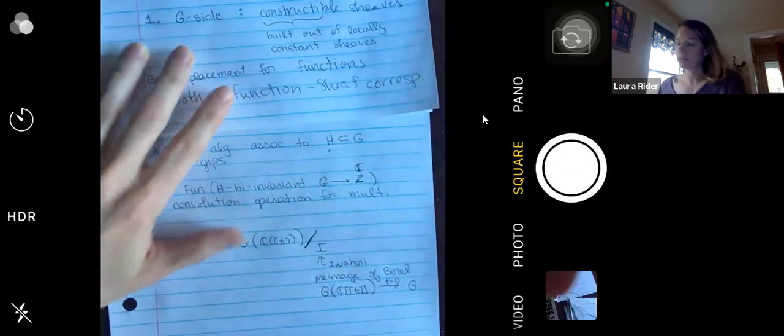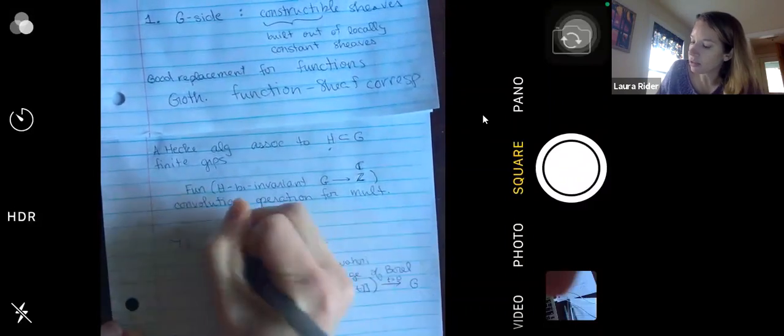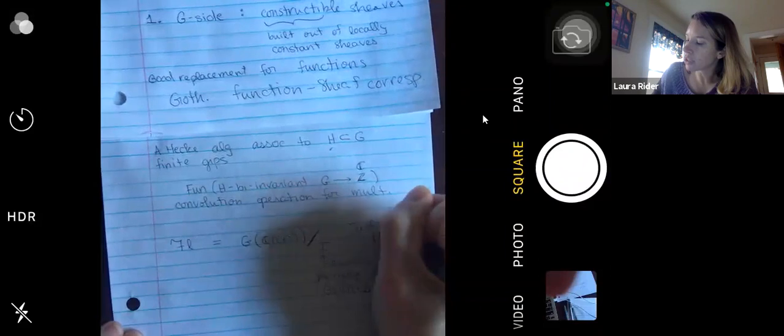All right. So this is called the affine flag variety.